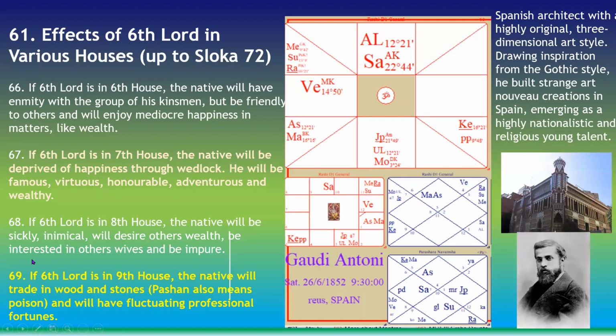Now, if the sixth lord is in the eighth house, the native will be sickly, inimical, will desire others' wealth, be interested in others' wives, and be impure. Now, you see the trouble with the sixth and the eighth.